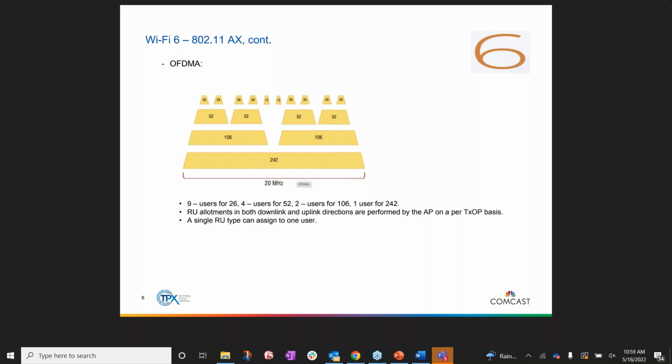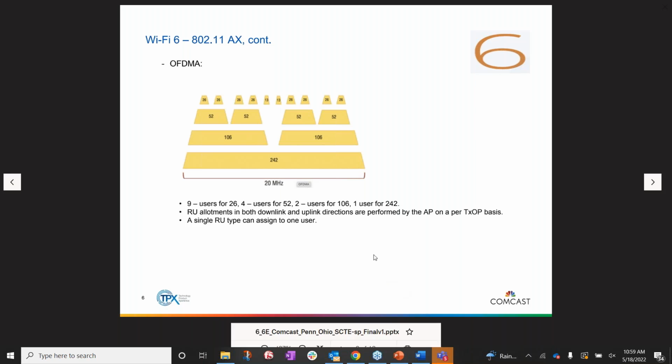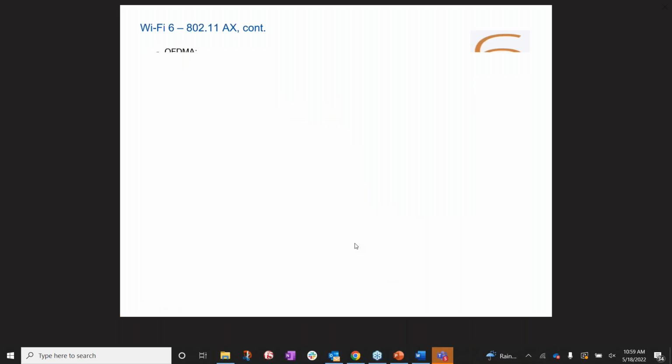So again, the AP can change dynamically in every TXOP for different clients. For the same client, if it assigns 52 tone, the next time it can assign 106 tone. So it will change dynamically depending on the need of the client. So can we move to the next slide, please?